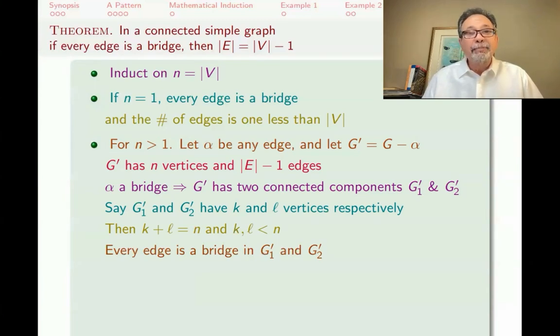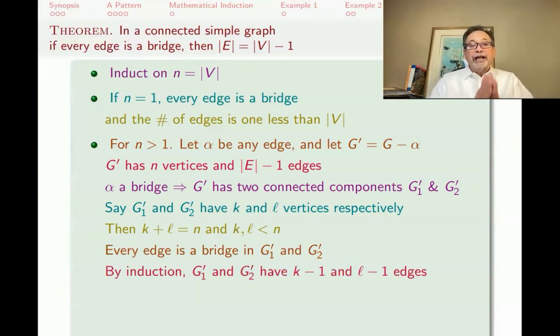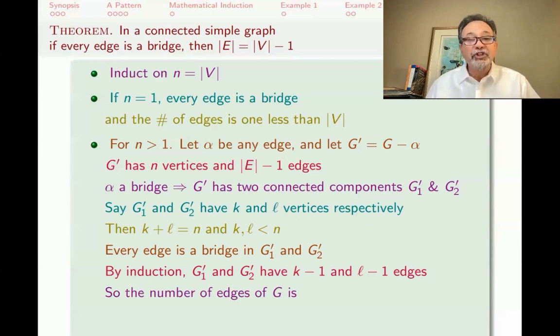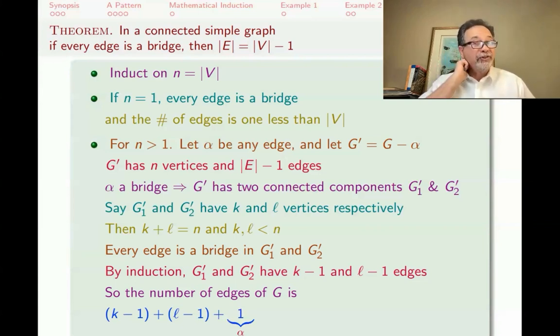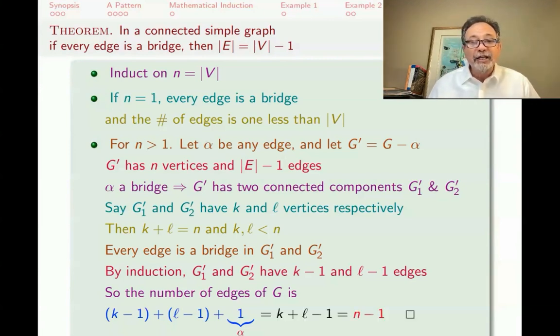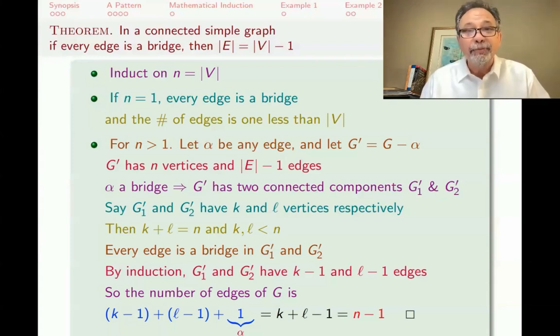And so I can apply induction. So by induction applied to these two graphs, I know that my theorem must be true for them. So G1 prime and G2 prime must have K minus 1 and L minus 1 edges respectively. But then what can I say about the number of edges of G? The edges of G1 prime and G2 prime are edges of G. So I have at least K minus 1 plus L minus 1, but I also have that alpha that I first took out, that first edge that I took out. So this is the total number of edges of G, and there are no others. And if you add these, you get K plus L minus 1. K plus L was N, and so you get N minus 1, and the proof is complete.